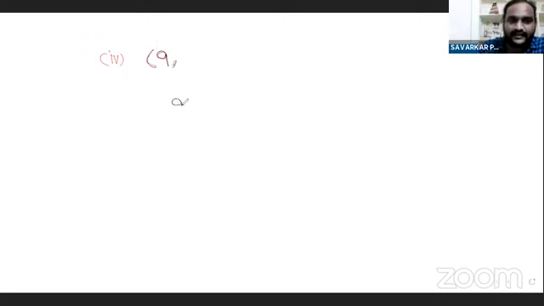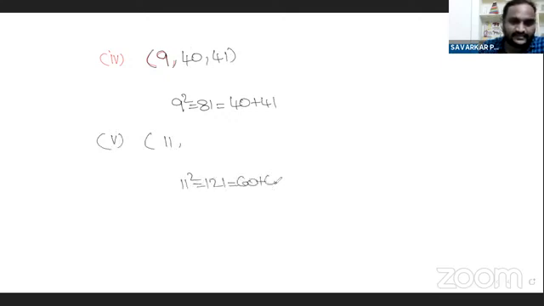Your voice is clear. 9 square is 81. That can be written as 40 plus 41. So 9, 40, 41 is also a Pythagorean triplet. You can write with 11. What is 11 square? 121. 60 plus 61. So you can continue with this one.